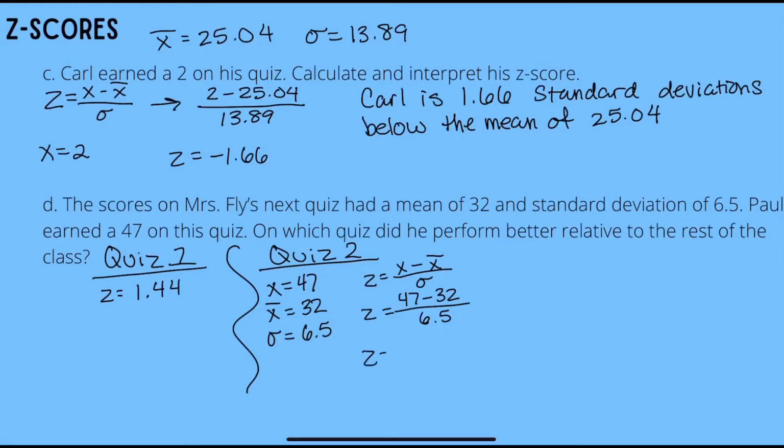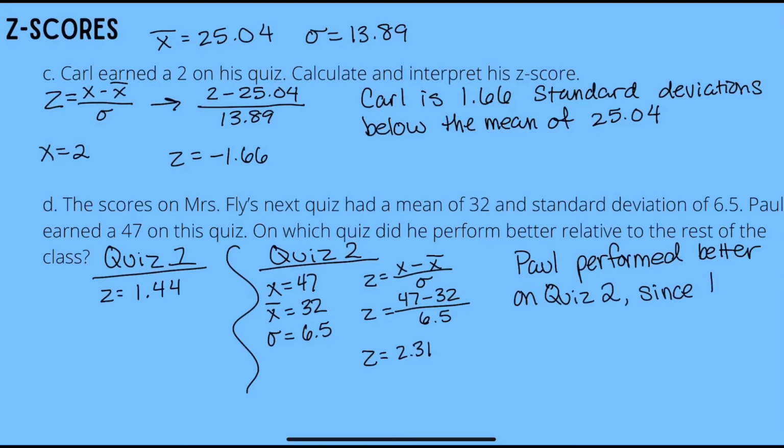And that should get you a z-score of 2.31, which means that Paul performed better on quiz 2, since he had a higher z-score.